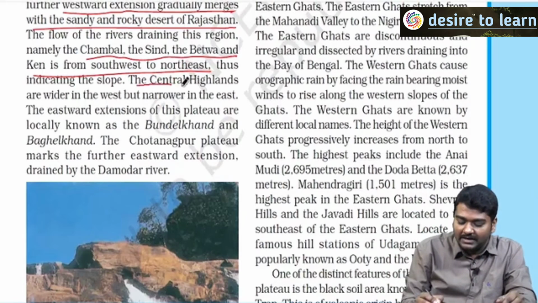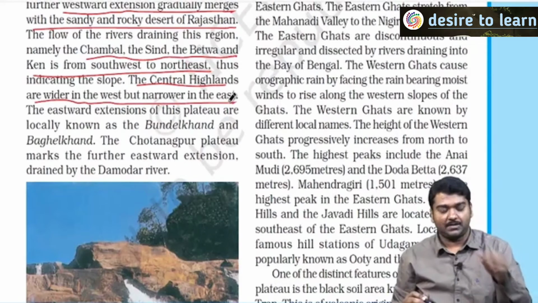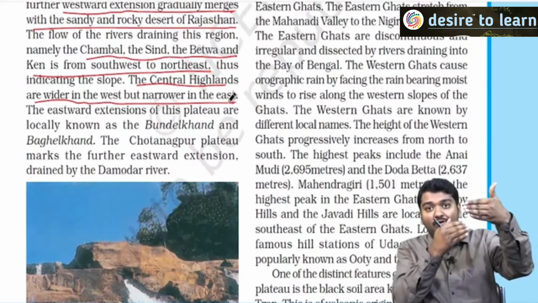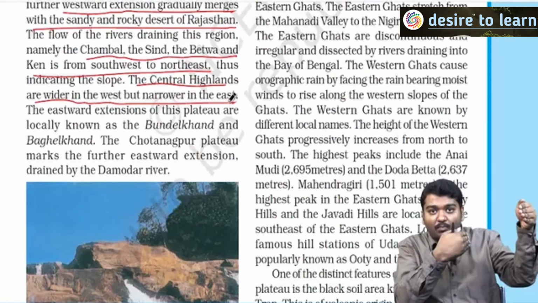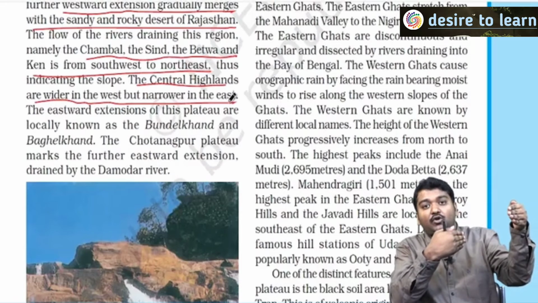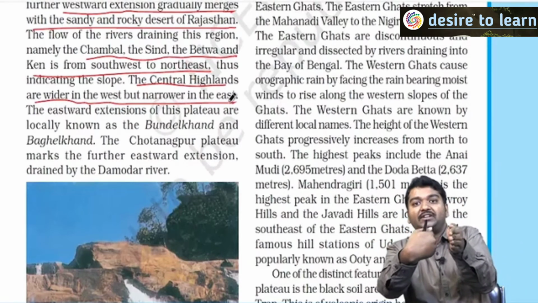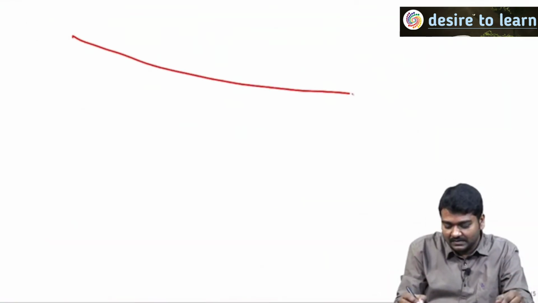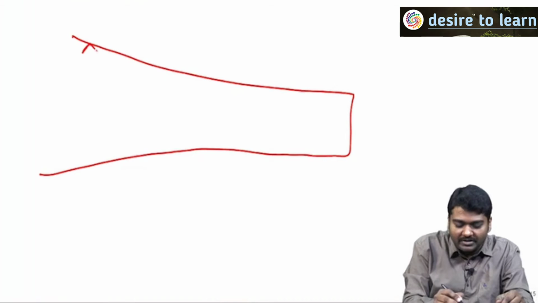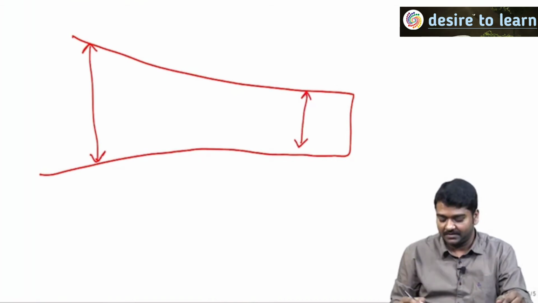The Central Highlands are wider in the west but narrower in the east. The meaning of that is, usually from Maharashtra to Rajasthan if you see, the width is more. But as you come closer to Bihar, the width reduces. So we usually see the width reducing. So it is usually like this. So the width is more in the western side and it is less in the eastern side.